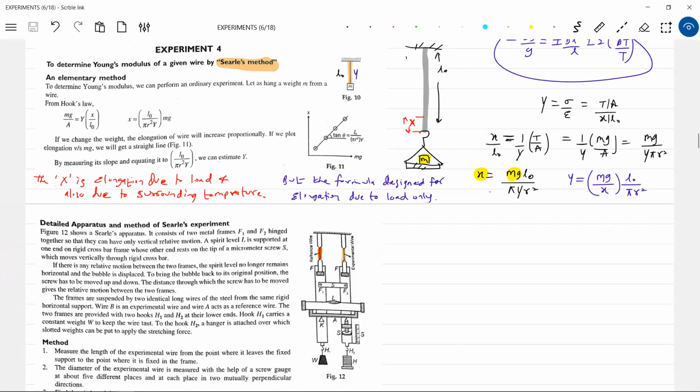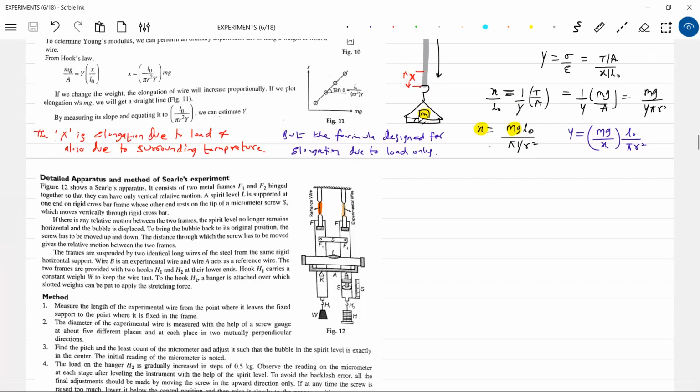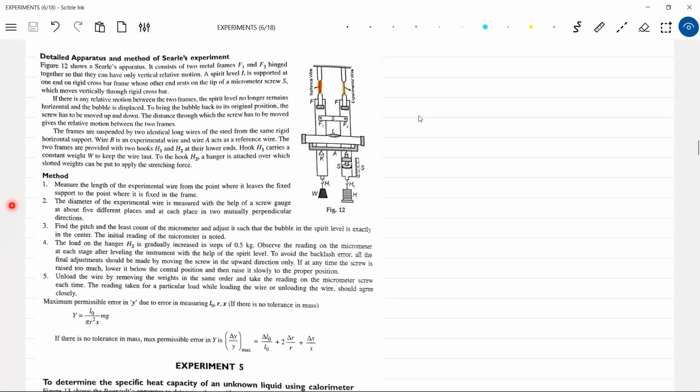Now we'll get into this. The effect of temperature will be taken care of using Young's Searle's double bar apparatus. So there's a reference wire. Both the wires are identical. Both will have the same length, the same area of cross section, and both are made of the same material. So there's the experimental wire and there's a reference wire.